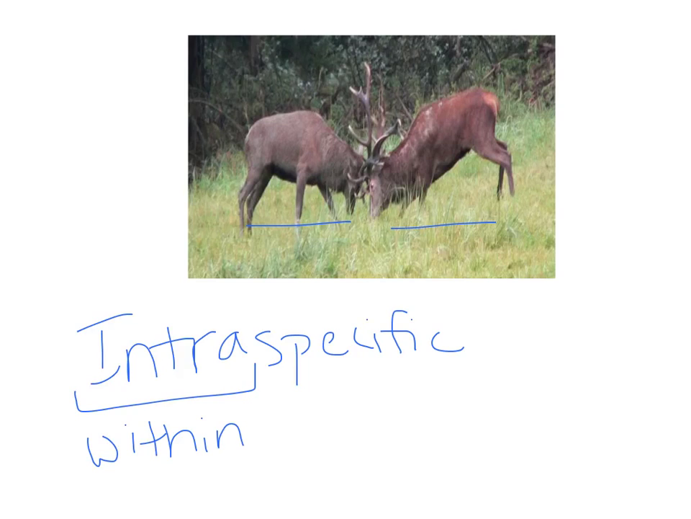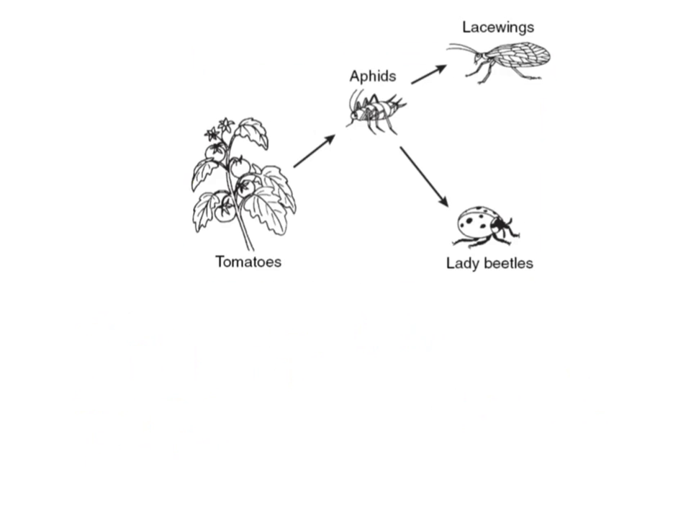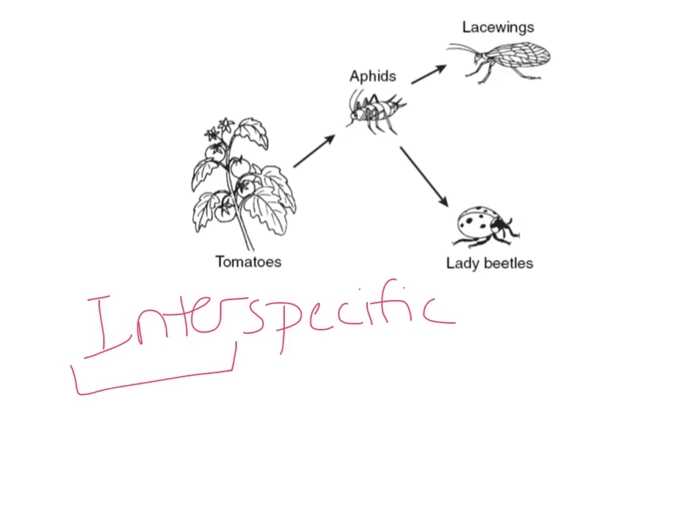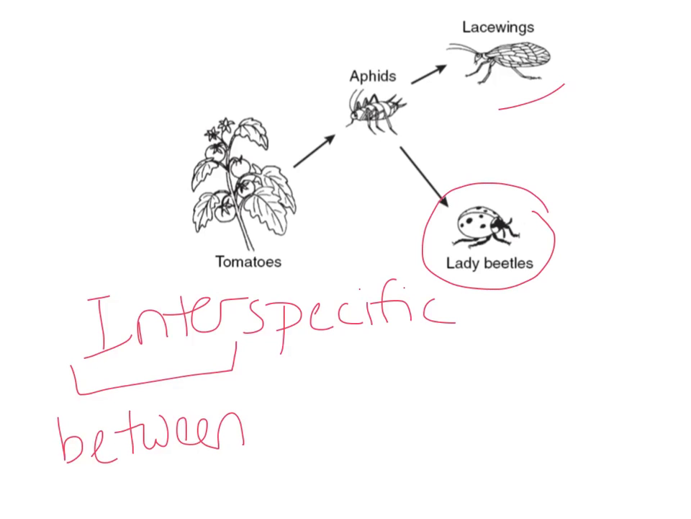Okay? Your big difference here, between intraspecific and interspecific competition, is that intraspecific will include competition for a mate. Okay? So in addition to your typical food, water, shelter, you're also competing for a mate. So interspecific competition would be competition between different species. Remember, intra is within, inter is between. So you can see on this diagram here, there's competition between the lady beetles and the lacewings for a food source, the aphids. So they're competing between a different species.